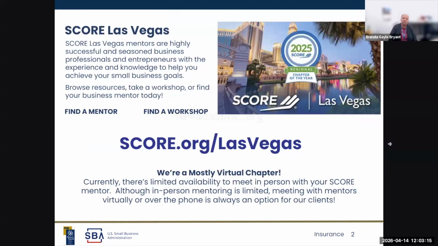And then there's also SCORE. And so SCORE has mentors, and you can do the same thing with SCORE. Go to them and ask to be assigned a mentor, or ask a question. And they will work with you to make sure that you get that question answered, or they can lead you through the process of whatever you're going through.